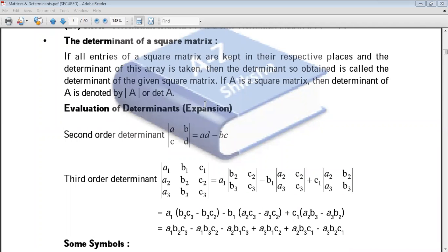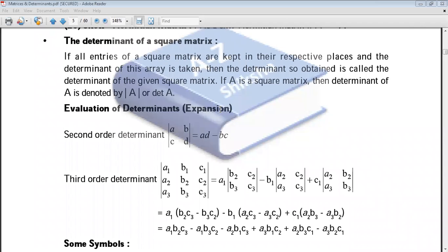See, evaluation of determinant, that is the expansion. See, I just made a copy for you. Just write two differences, write down in a notebook, एक notebook में लिखो, the difference between a matrix and a determinant. Have you got my point?